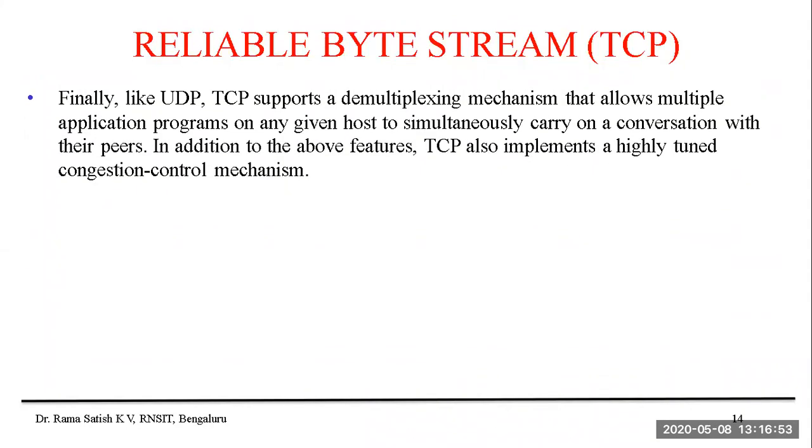Finally, like UDP, TCP supports a demultiplexing mechanism to allow multiple application programs to run simultaneously and carry on their conversation with their peers. In addition to the above features, TCP also implements a highly tuned congestion control mechanism. We'll discuss congestion control mechanisms in the upcoming lectures.